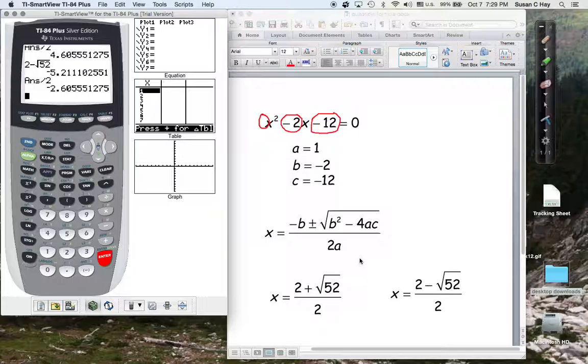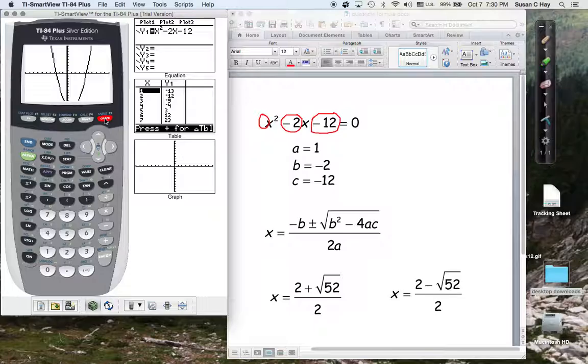So you should always use your graphing calculator to check your answers, to approximate them first so that you know that you're right. And how do you do that? Well, you plug this equation into your y equals. Go into your y equals menu and just go ahead and type this in here, x squared minus 2x minus 12. And then we're going to hit graph and see where it crosses the x-axis. So let's graph that.